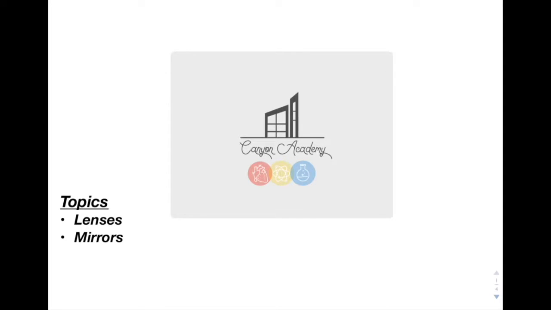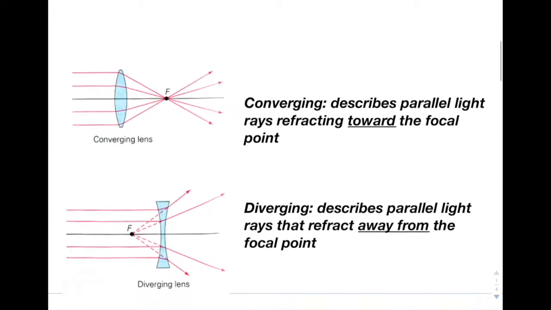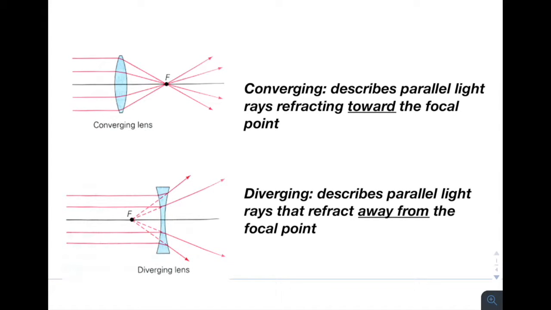Hi everybody. In this physics video we are going to cover the topics of both lenses and mirrors. And in order to understand the difference between lenses and mirrors, we first need to talk about the differences between a converging light ray and a diverging light ray. So a converging light ray, as you can see, just describes how parallel light refracts towards a focal point.